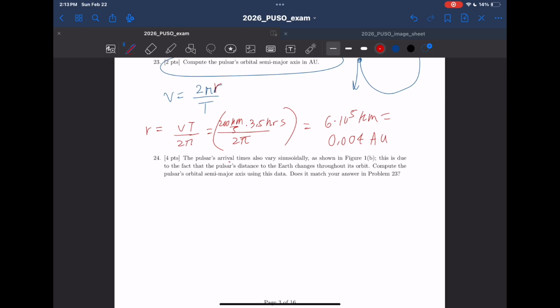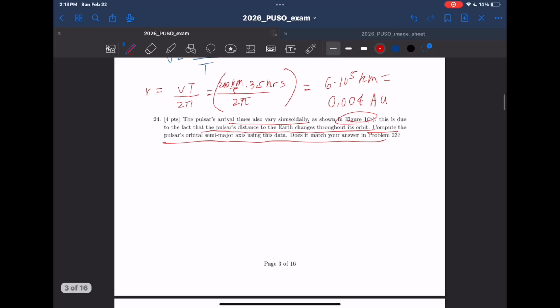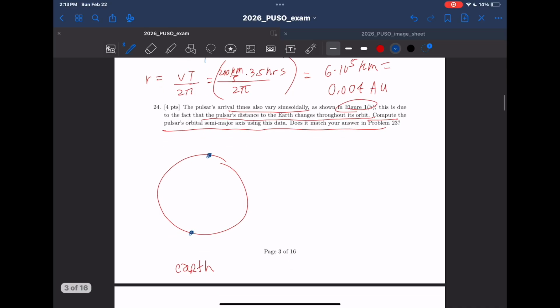Okay, the pulsar arrival times also vary sinusoidally, as shown in Figure 1b. This is due to the fact that the pulsar's distance to Earth changes through its orbit. Compute the semi-major axis using this data. So this is actually really cool. It has to do with a geometric delay. If you have our system here, and let's say Earth is here, then the pulsar should be on opposite sides for this image.